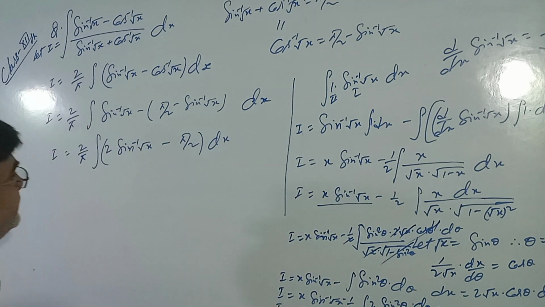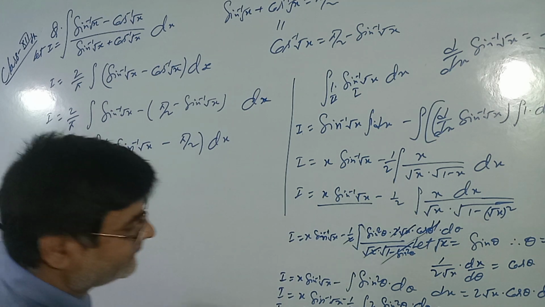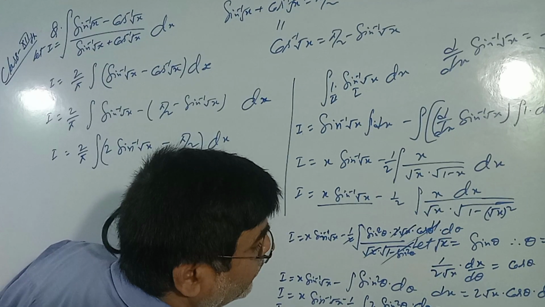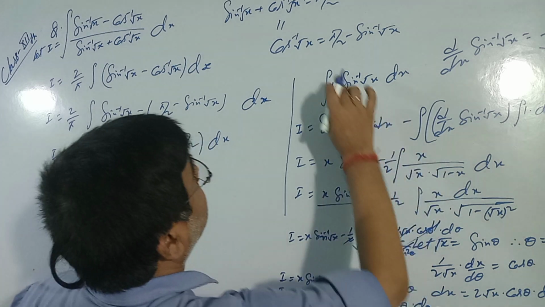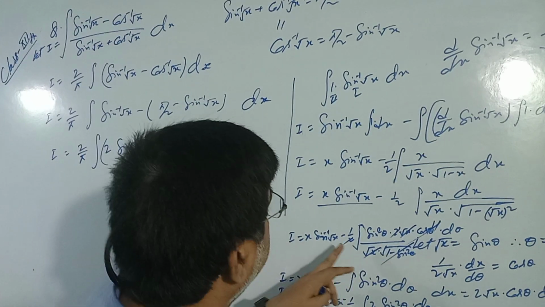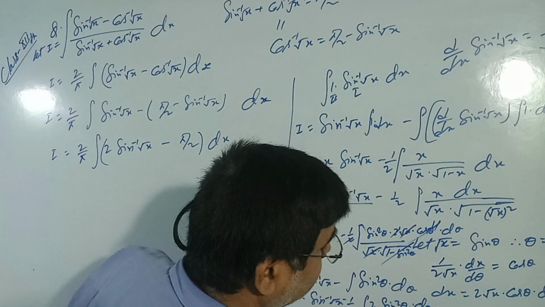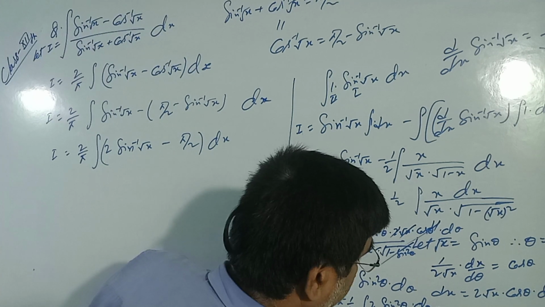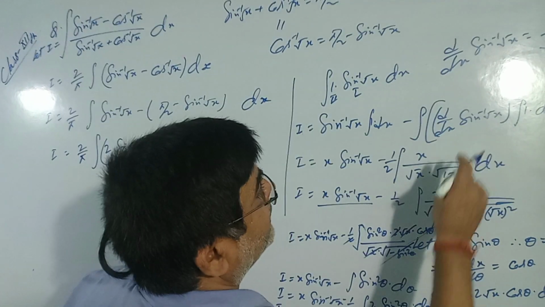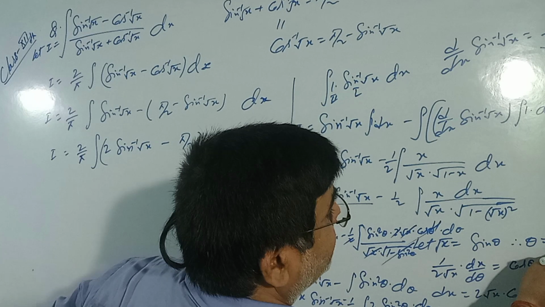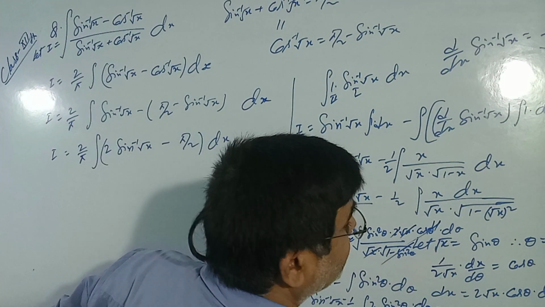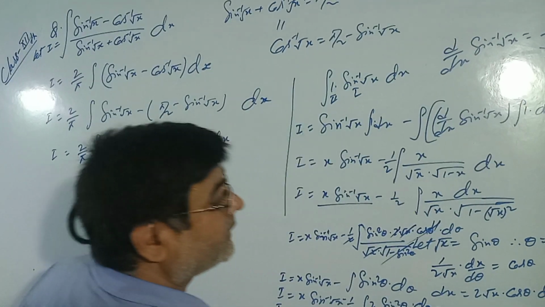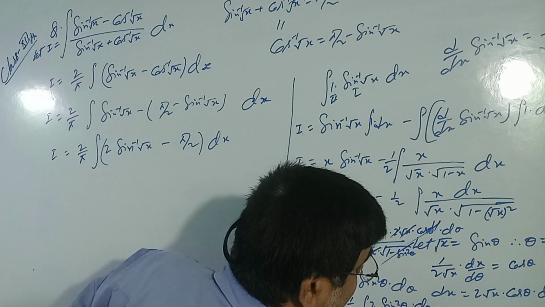So I equals x sine inverse root x minus 1 by 2 into theta, where theta equals sine inverse root x, so minus half sine inverse root x plus 1 by 4 sin 2 theta. Since sin theta equals root x, sin 2 theta equals 2 sin theta cos theta, which gives root x into under root 1 minus x, plus c.